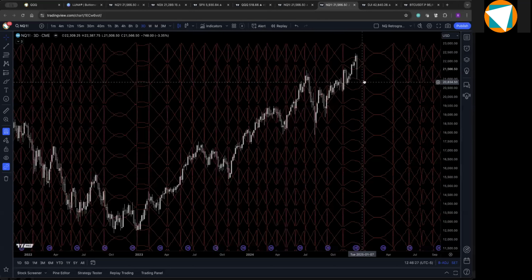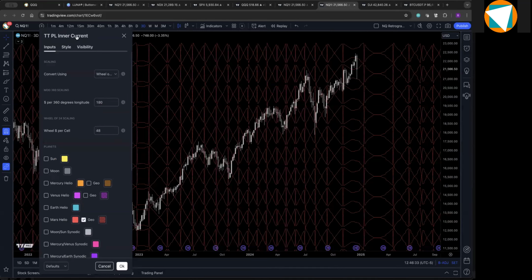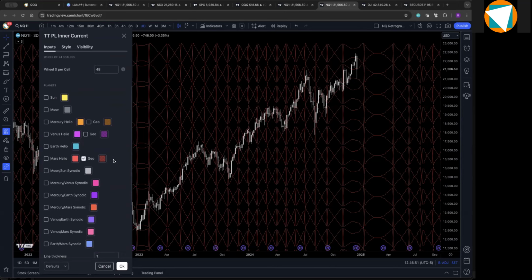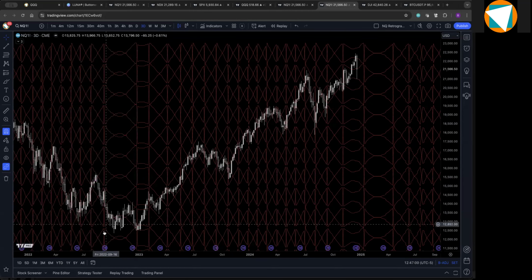And in case you don't recognize this script, what we're doing here is we're using the planetary lines intercurrent script. We're converting planetary location to price using the wheel of 24. And it's scaled at $48 per cell on the wheel of 24. And we're displaying Mars Geo so that we can see these retrograde timeframes. So we can see the retrograde timeframes down here in this little eyelid pattern. All right, so that caught the low, and we've got a similar eyelid pattern up here.